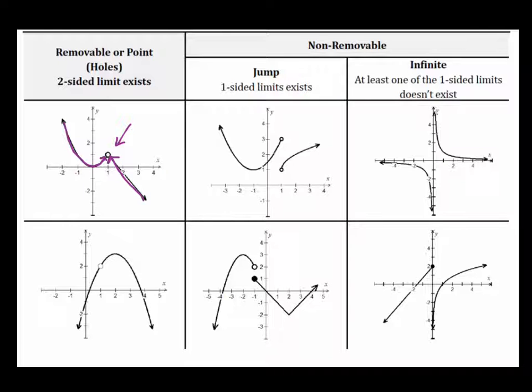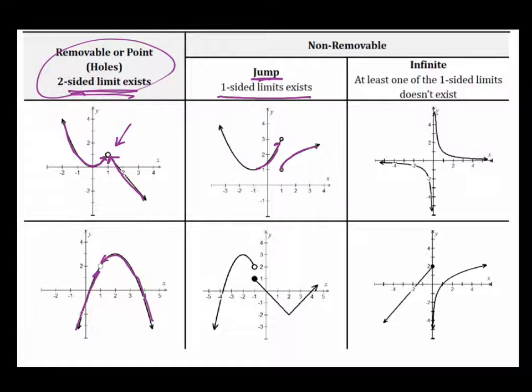It has a hole right there. The limit exists from the left, the limit exists from the right. So these are removable. The two-sided limit exists when you have removable holes. When you have a jump, the two-sided limit doesn't exist. So the minute you have a jump, you don't have continuity, right? But the one-sided limits exist. The limit from the left exists and the limit from the right exists, but they're not the same.